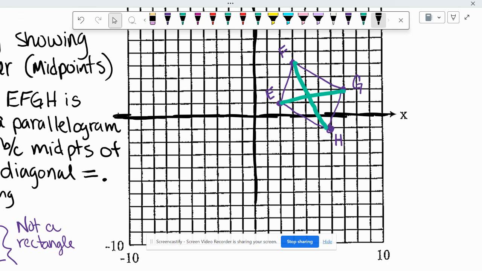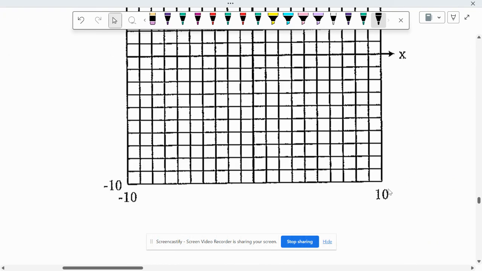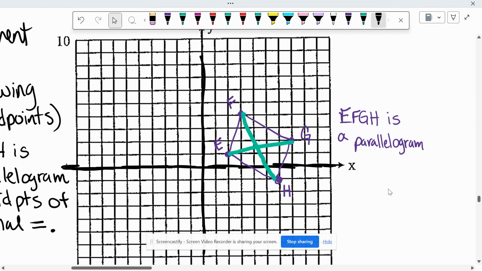So EFGH is only a what kind of shape? So let's write that. EFGH is a parallelogram. And that's it. All of our work that we just did proved that it is just a parallelogram. That is it. Okay.